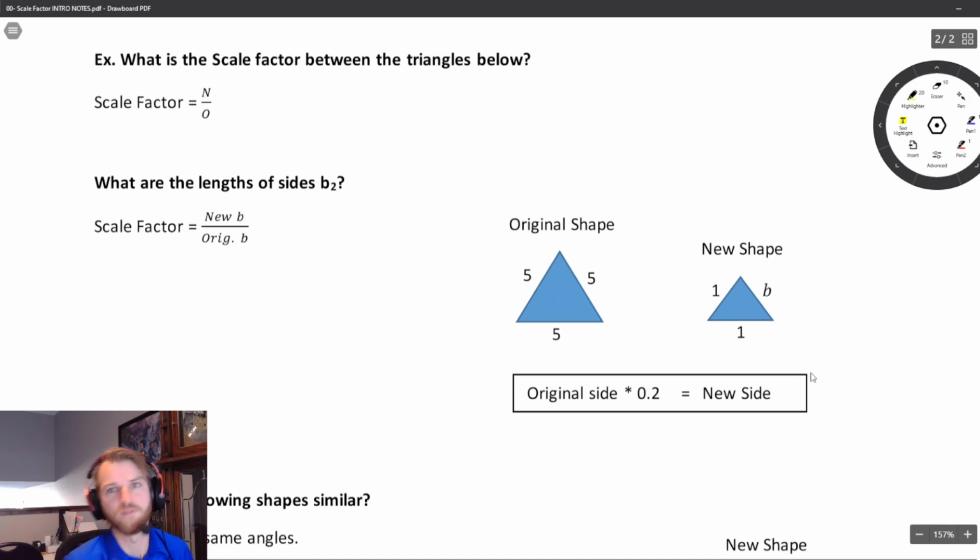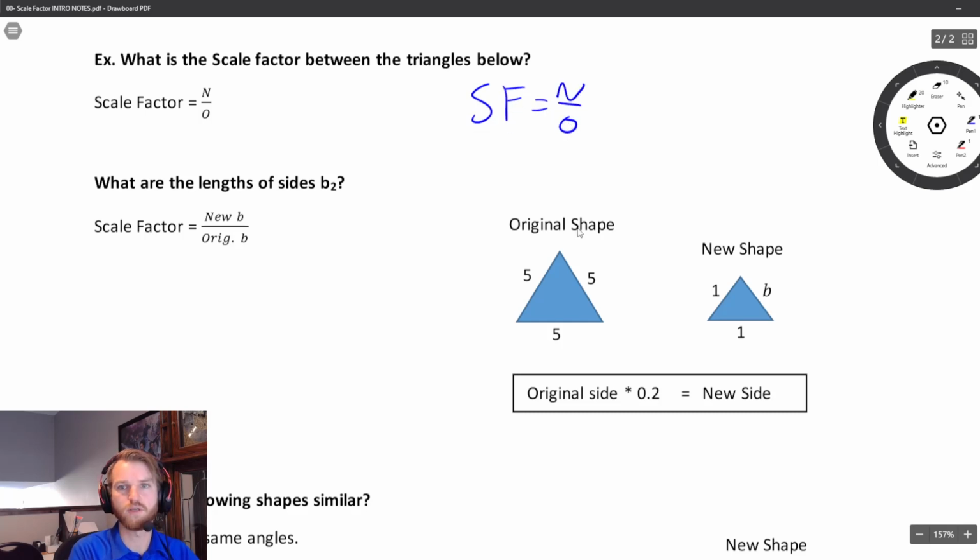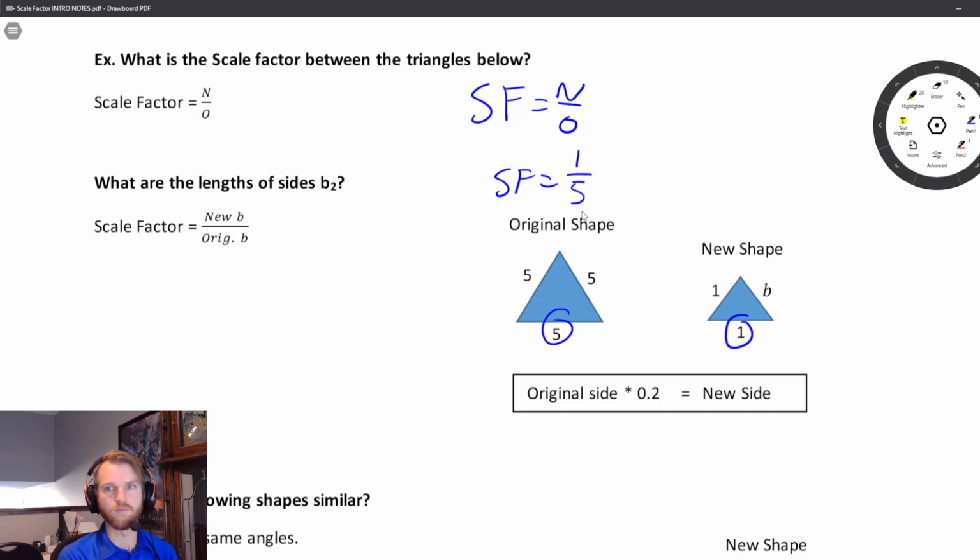This one is the same idea, except that our new shape is getting smaller. So we call this a reduction. So if we want to find out our scale factor, it says what's the scale factor between the triangles? Same as always, scale factor is equal to the new side divided by the original side. And in this case, I'll pick the bottom ones this time. This is going to be my new side, and this is going to be my original side. So my new side is 1, my original is 5, and so my scale factor is 1/5, 1 over 5.